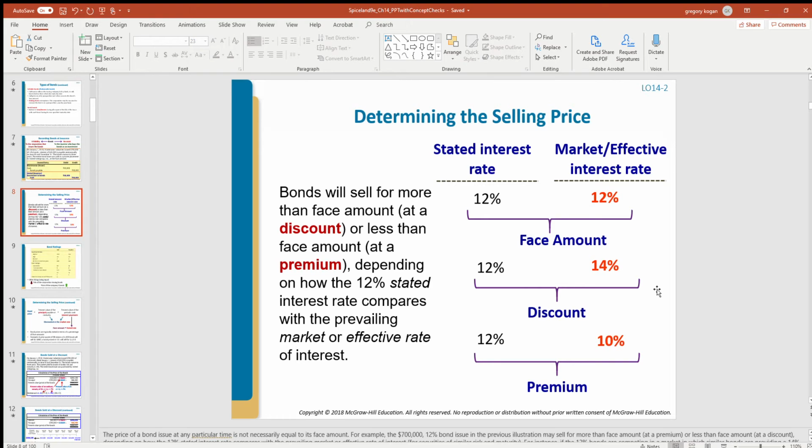Bonds will sell for more than face amount at a premium or less than face amount at a discount, depending on how the 12% stated interest rate compares with the prevailing market or effective rate of interest. Okay, so this basically says if the coupon rate and the market effective rate is the same thing, then it will be the face amount, right? If the risk is higher, then it's going to be a discount, and if the risk is lower than coupon, then it sells at a premium.